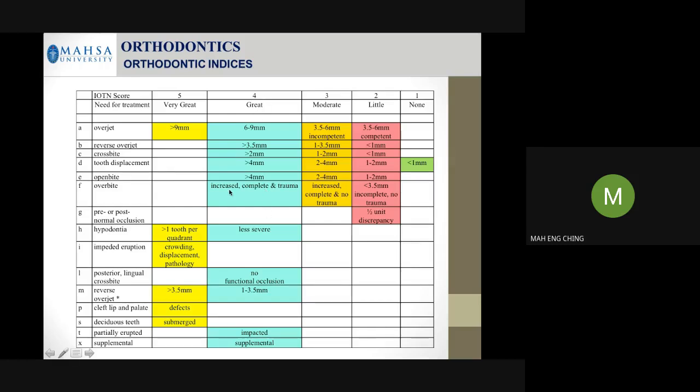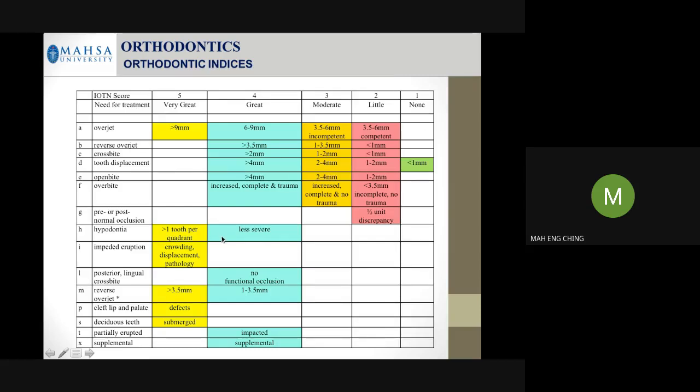So this one, pre and post normal occlusion, we are going to talk about this. But basically, it just means there is no perfect interdigitation for the buccal segment. So you see the buccal segment is like a zigzag. So they have to occlude nicely in order to get a perfect bite. So without this zigzag or perfect interdigitation, then we can classify them as 2G. And hypodontia is the less severe one, less than 1 to 2 per quadrant, and consider 4H.